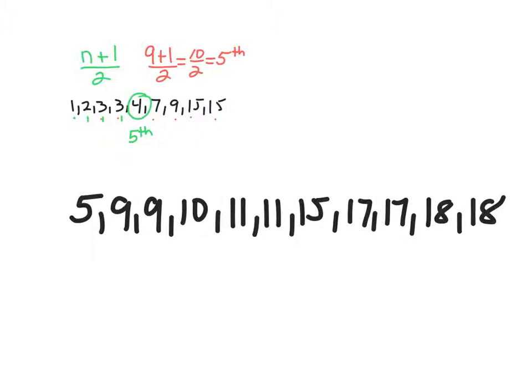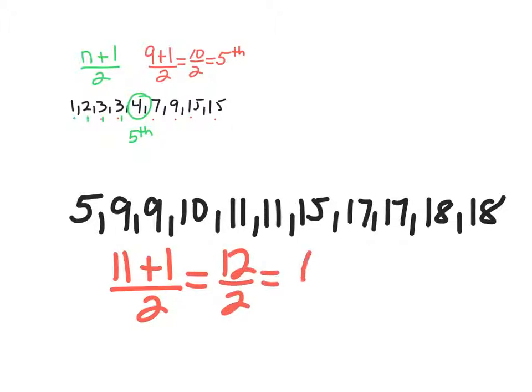Let's take a look at another example. In this data set, again from least to greatest, I have 11 pieces of data. So I'm going to use my formula, n plus 1 divided by 2. I have 11 pieces of data plus 1 divided by 2 gives me 12 divided by 2, which is 6. That means my median is in the 6th position of my data set. So I'm going to count up 1, 2, 3, 4, 5, 6. This number is in the 6th position. Therefore, the value of the median of this data set is 11.